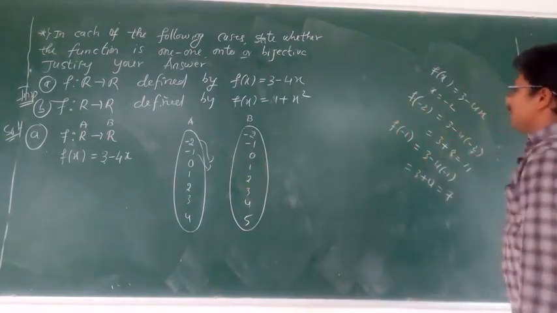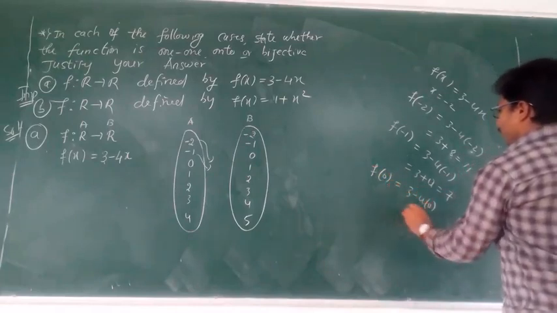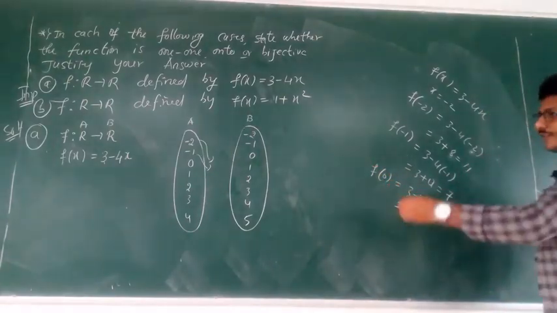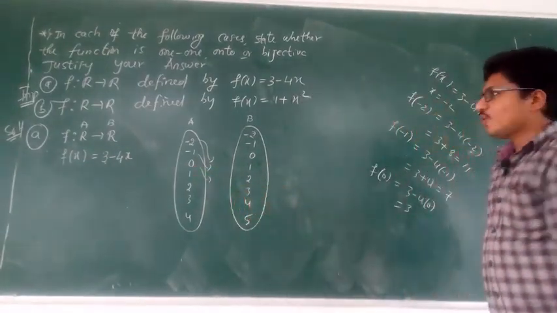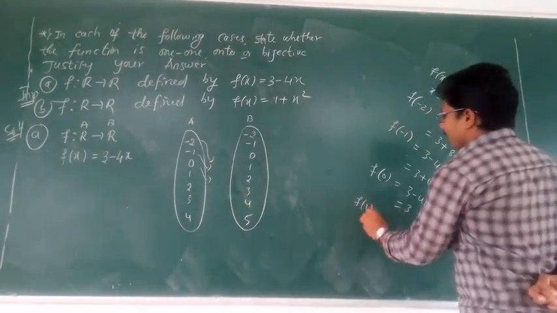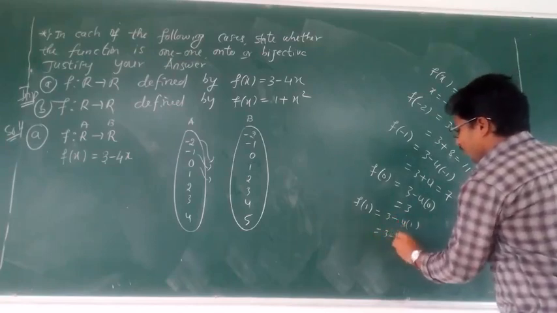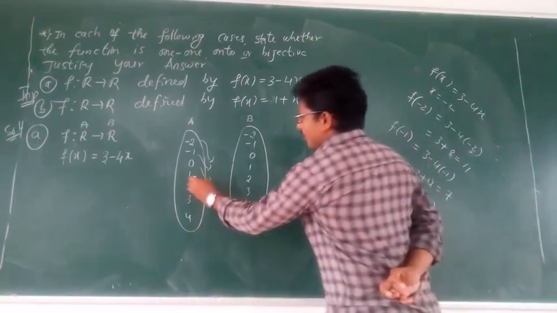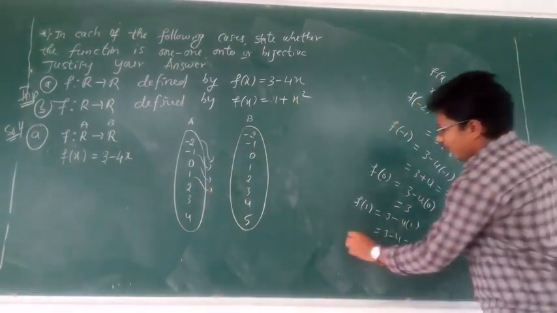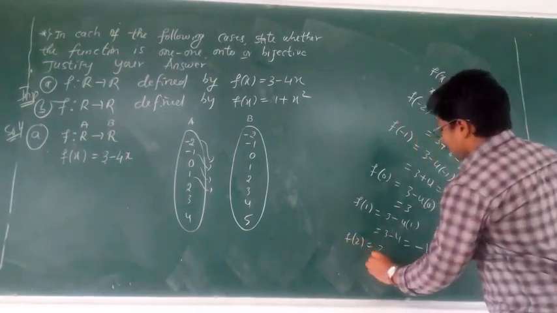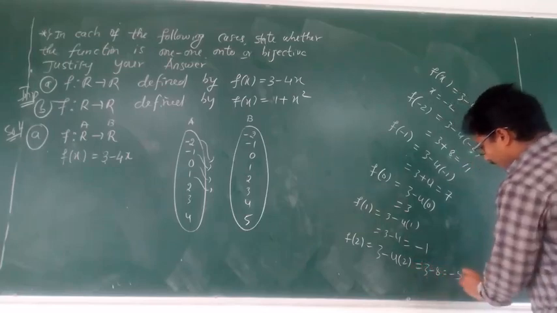Next we check 0. What happens? 3 minus 4 into 0, it means 3 is there already, so 0 is connected to 3. Next, 1 is connected to 3 minus 4, which is minus 1. So 1 is connected to minus 1. f of 2: 3 minus 4 of 2, it means 3 minus 8 is equal to minus 5.